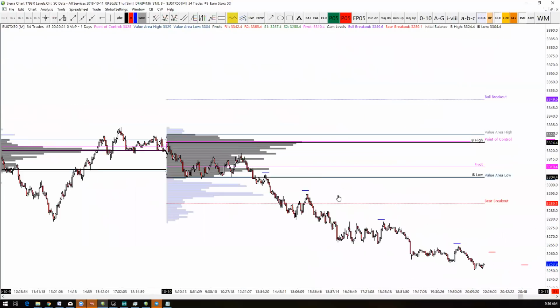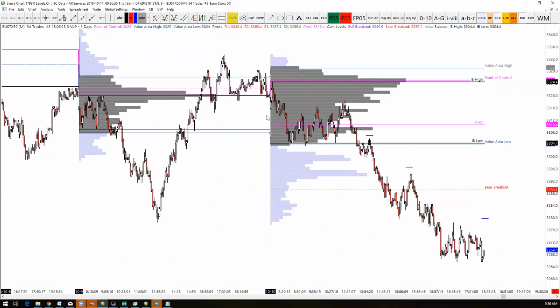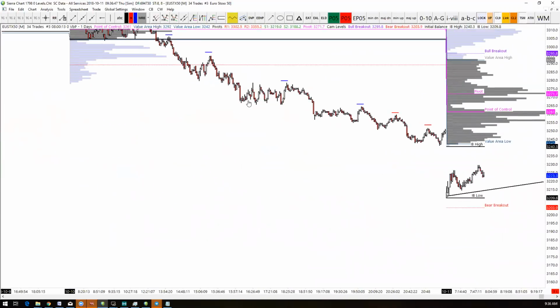So similar to the FTSE was the Euro stocks yesterday. It started off trading inside the range of the value area the previous day, carved out an initial balance, which was broken to the downside this time, tagged from the underside, and that was the start of the move. And from there, it was just a simple series of lower lows, lower highs.